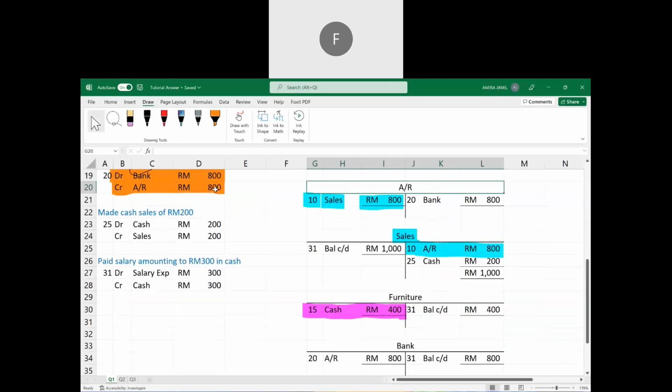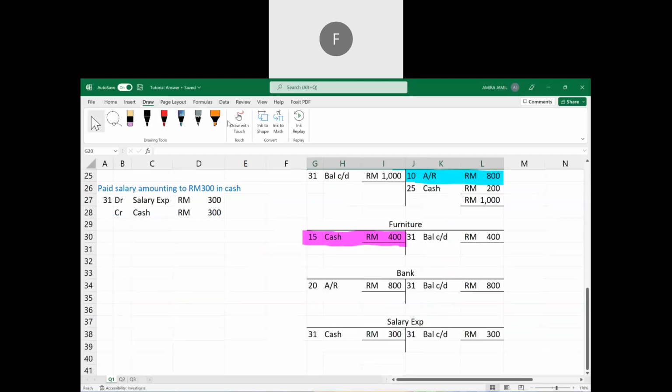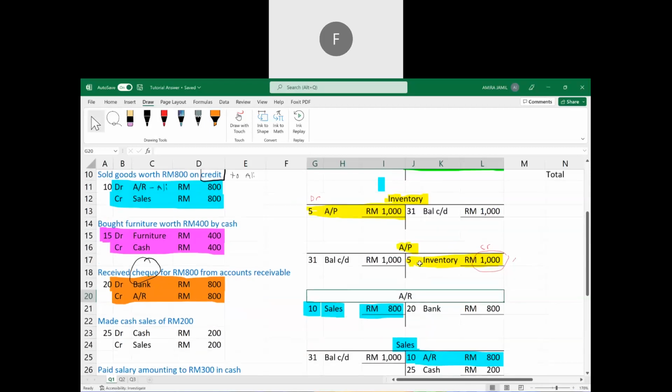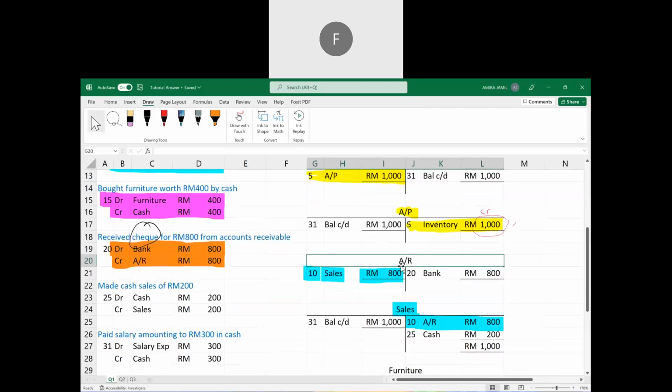So, debit bank 800 di sini. Debit bank 800. Okay, kita tulis account receivable and then kita kena credit account receivable 800. So, di mana kita punya account receivable? Here. Okay. So, credit account receivable 800.